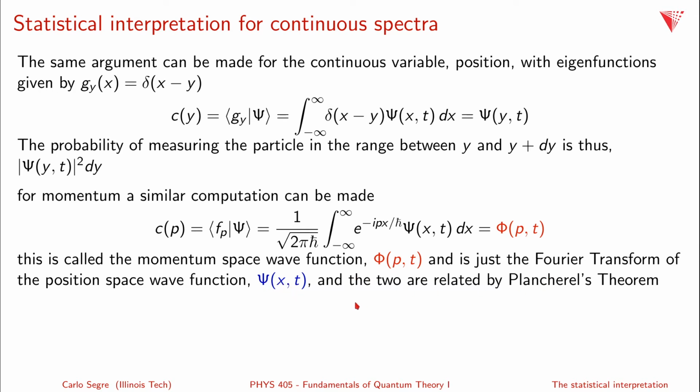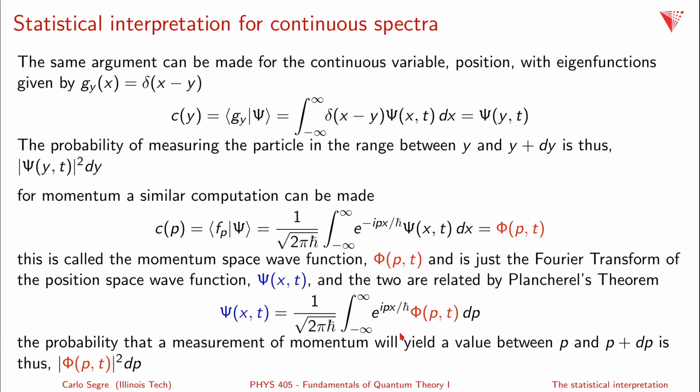These two are related by Plancherel's theorem, which says that psi of x and t is equal to 1 over the square root of 2 pi h bar, times the integral from minus infinity to infinity of e to the i p x over h bar, phi of p and t, integrated over dp, because then you get only a function in x. So that means that the probability that a measurement of momentum will yield a value between p and p plus dp is simply the wave function in momentum space, phi of p and t, modulus squared times dp.